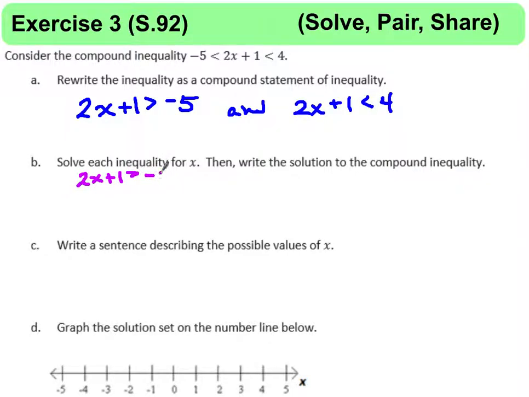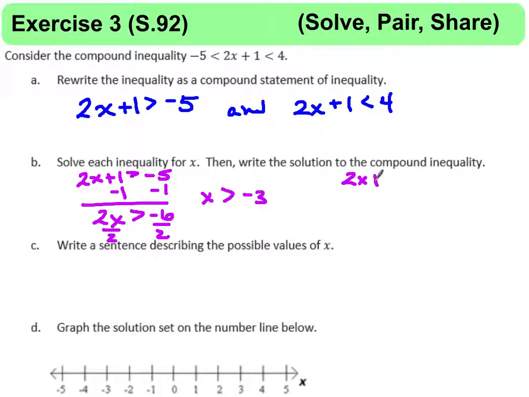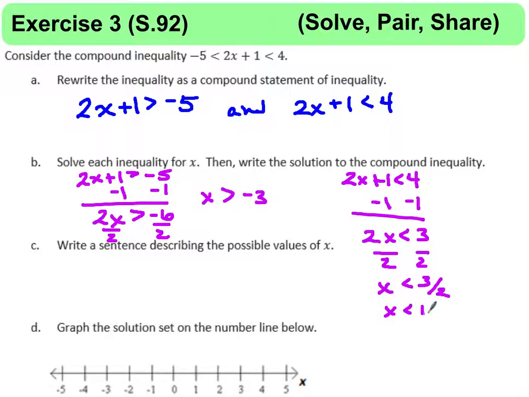is greater than -5, we'll start by subtracting 1 on both sides. So 2x is greater than -6, divide both sides by 2, and we'll note that x will be greater than -3. Same thing here: if 2x plus 1 is less than 4, we subtract 1 on both sides, we get 2x is less than 3, and so we divide by 2, and x will be less than 3 over 2, or 1.5.